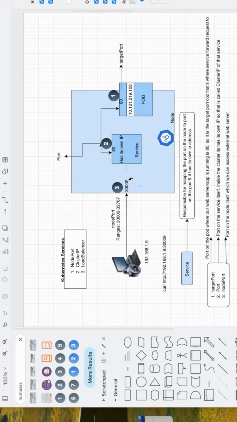This is also not mandatory. The only mandatory port is the service port. So even if you are not specifying both node port and target port, it will be accessible.